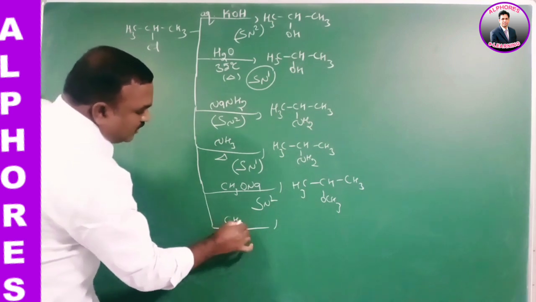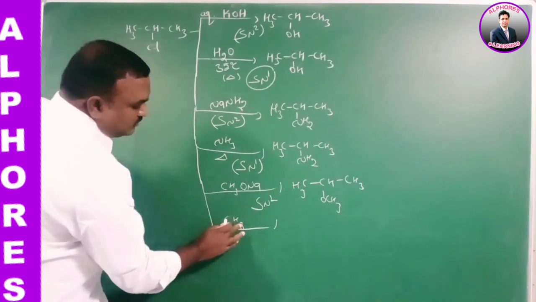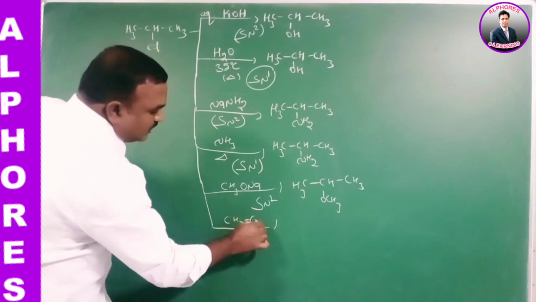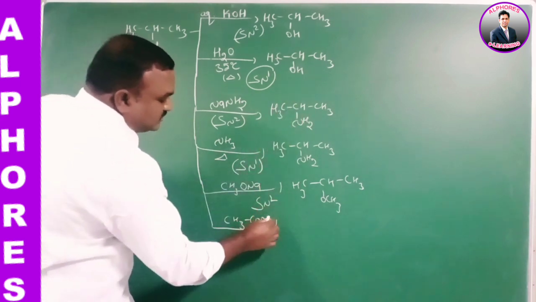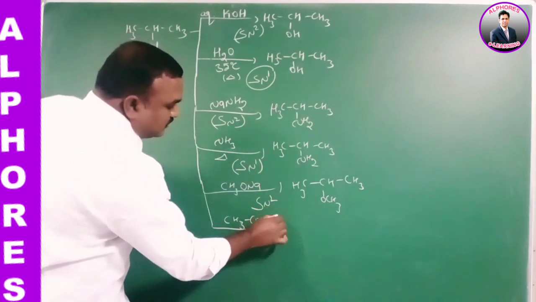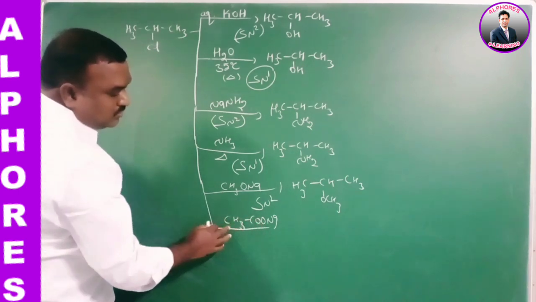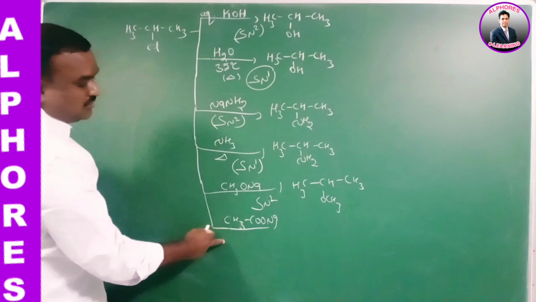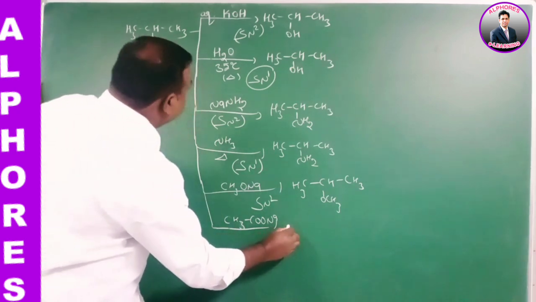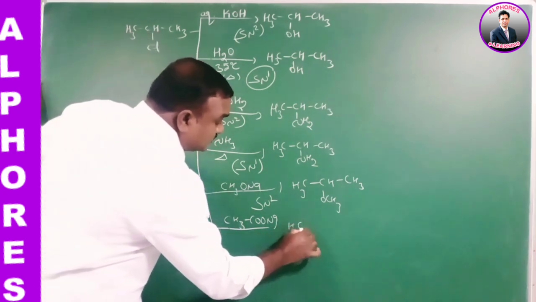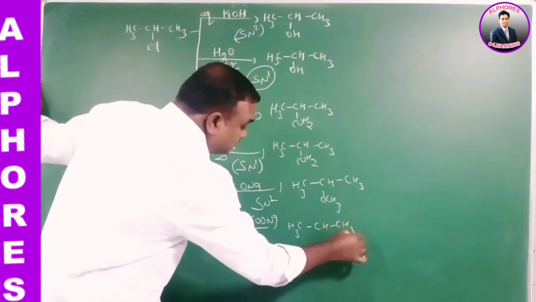Only simple alcohol is given, CH3OH. Only simple alcohol is given, so we can write SN1. But here CH3ONa is given. CH3ONa is given means which one here? The stronger one is given. The final product is CH3, again CH3.